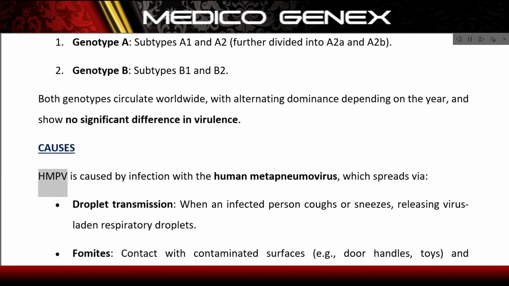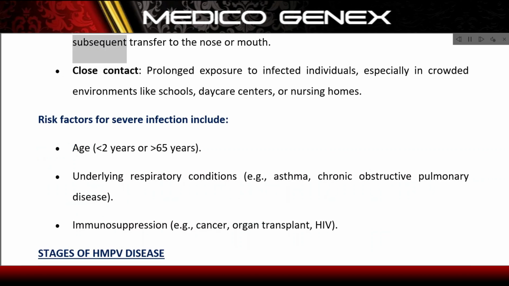Causes. HMPV is caused by infection with the human Metapneumovirus, which spreads via droplet transmission, when an infected person coughs or sneezes, releasing virus-laden respiratory droplets. Fomites, contact with contaminated surfaces, example door handles, toys, and subsequent transfer to the nose or mouth. Close contact, prolonged exposure to infected individuals, especially in crowded environments like schools, daycare centers, or nursing homes.